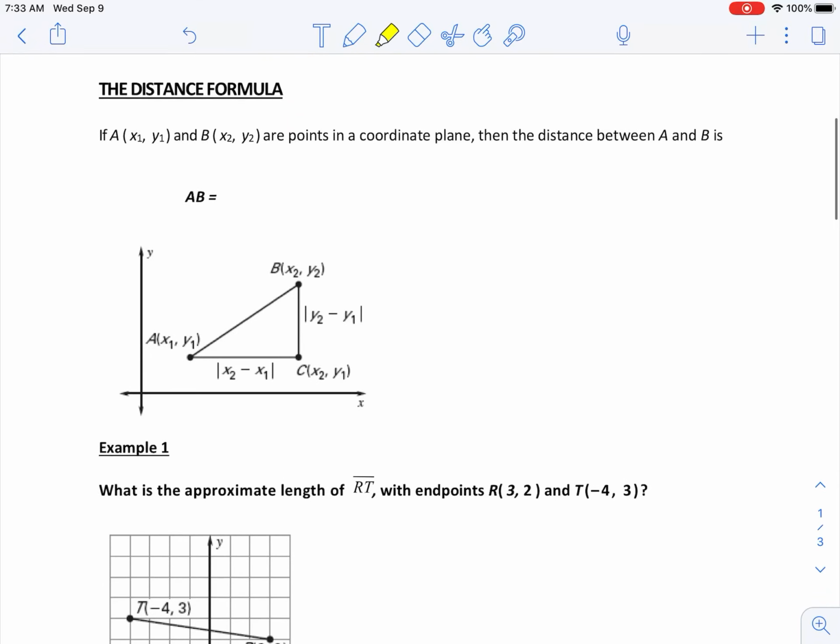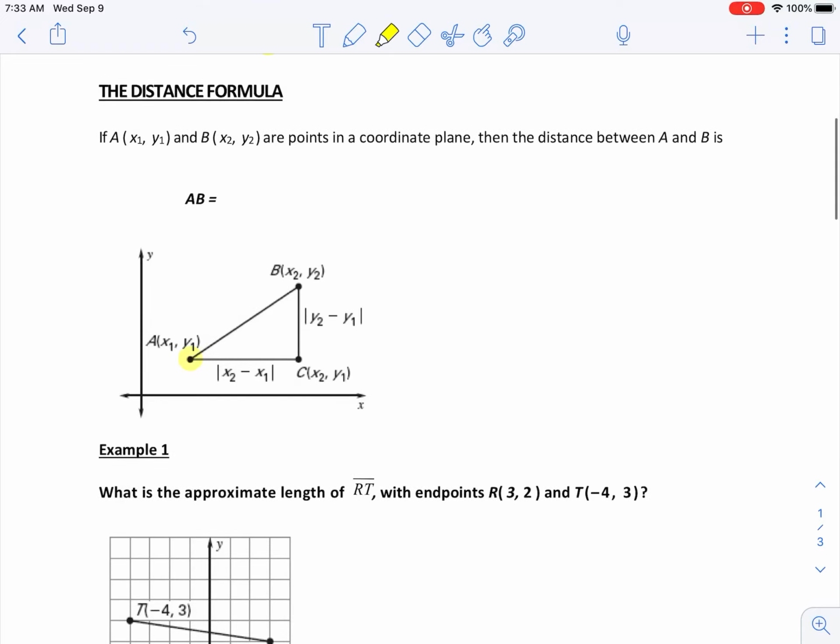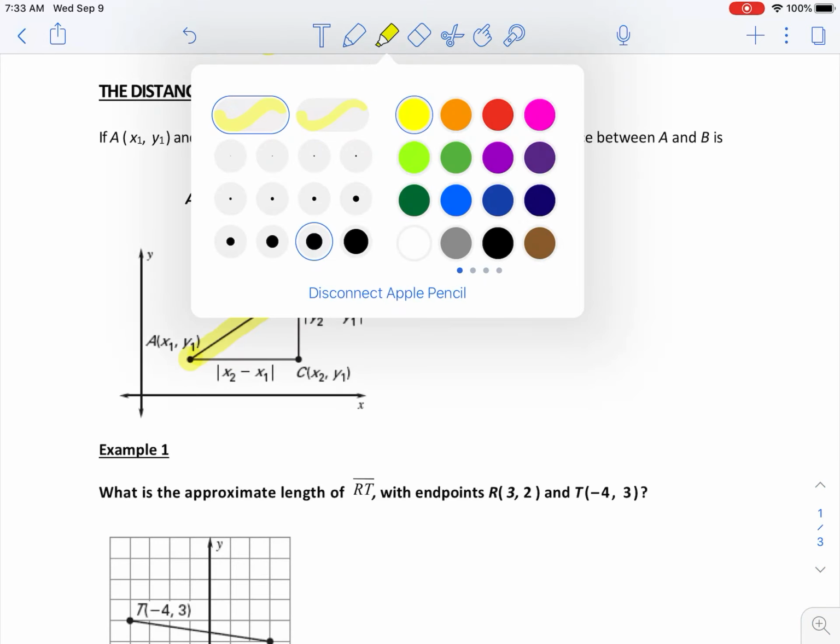So the first thing, as you can probably guess, is we're going to be talking about the distance formula. Over here you'll see, one, the definition that we need to fill out, and two, a little picture. I'm going to use the picture to help explain what is going on. It says if A and B are points in a coordinate plane, A is right here, B is right here, and we want to find the distance between them, then we have a formula for that.